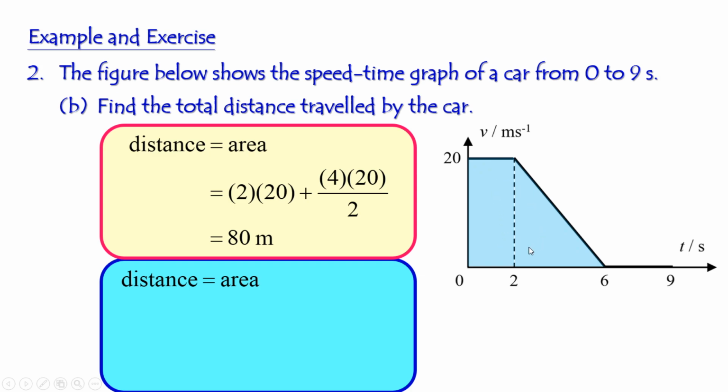So how to find the area of a trapezium? You can use the top length plus the bottom length, right? And then times its height, and then divided by 2, right? So your calculation is simpler, okay? Then it should be equal to 80, okay? So no matter which method you use, you will get the same correct answer. Okay, that is for 2B.